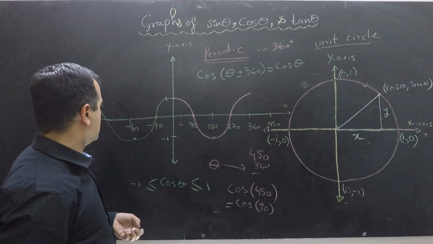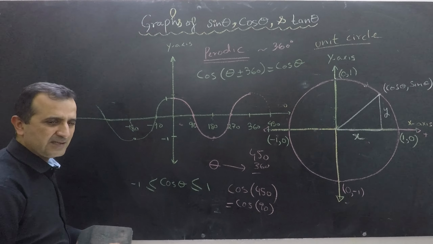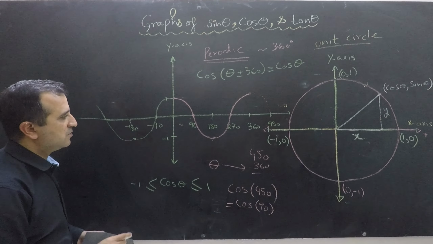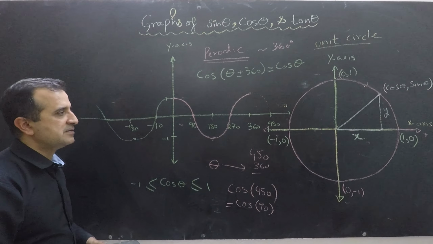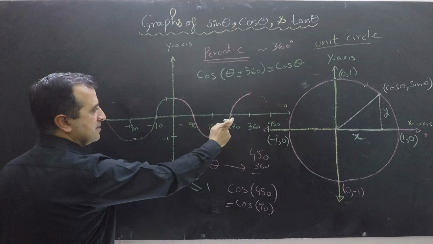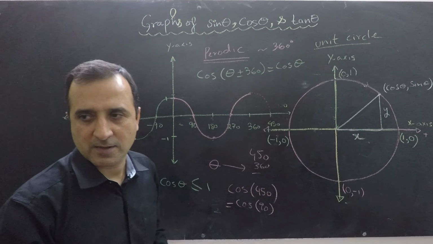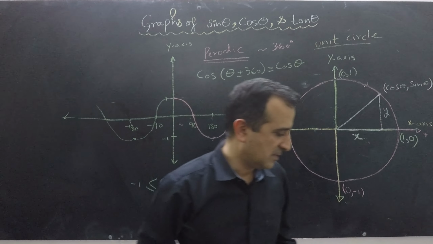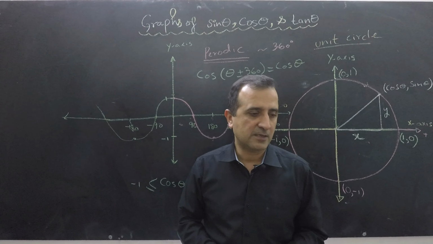Minus 90 plus 360. So minus 90 plus 360 is what? Minus 90 plus 360 is 270. So yeah, you're right. See, both have the same result. You're right. You can do that. So now I have drawn the graph of cos theta.